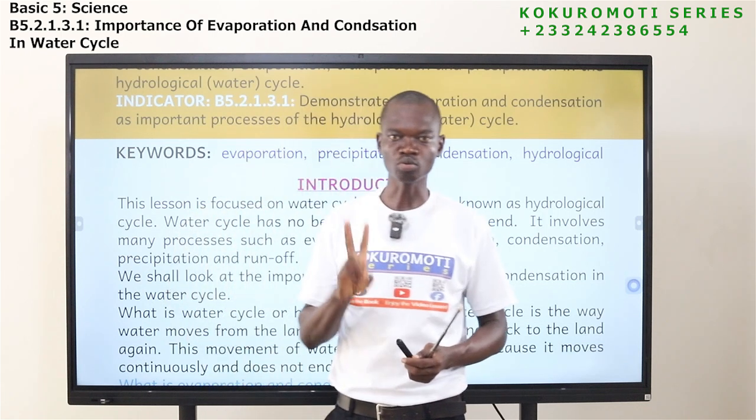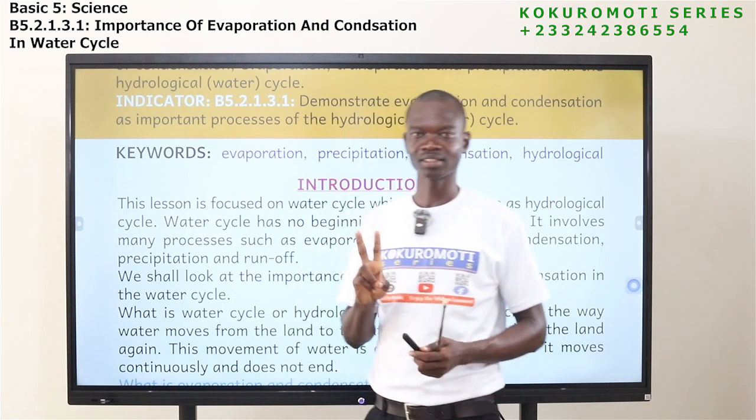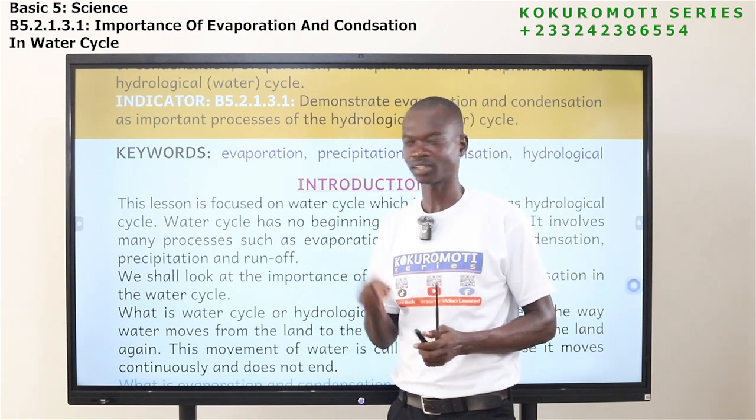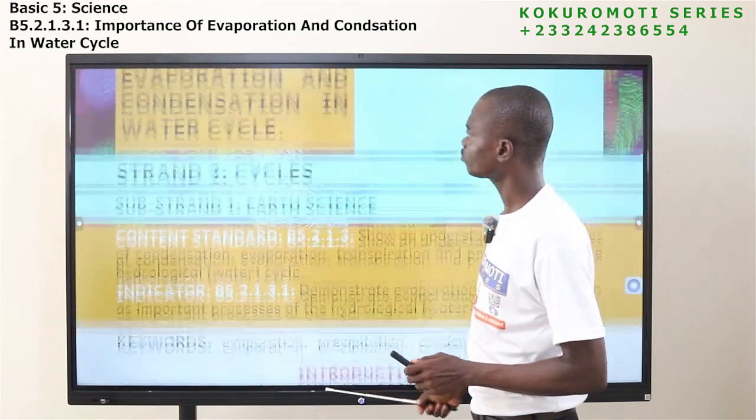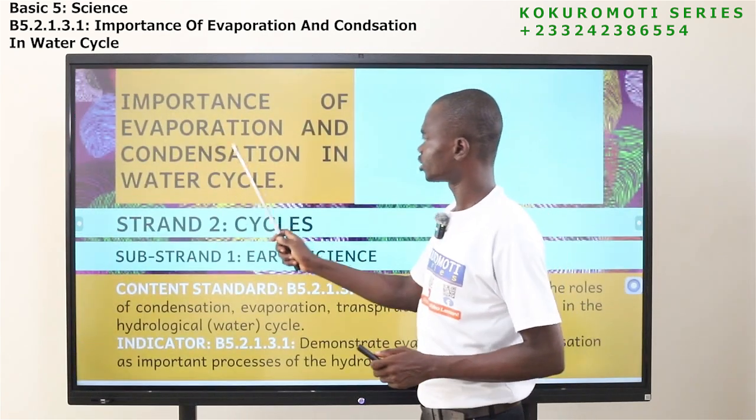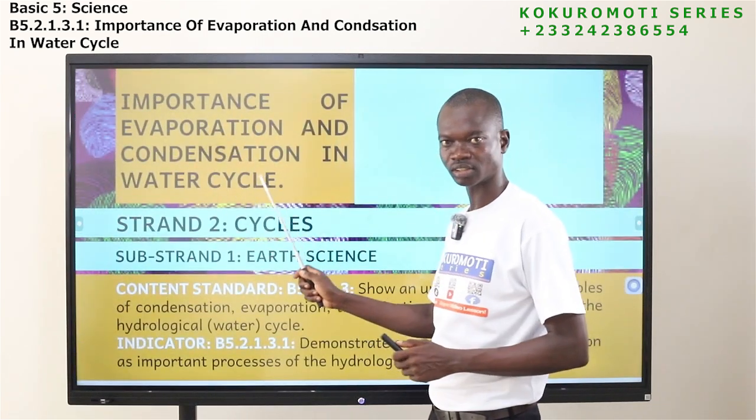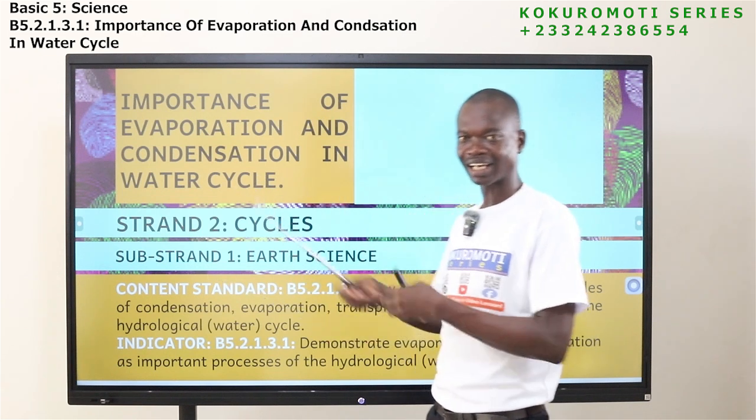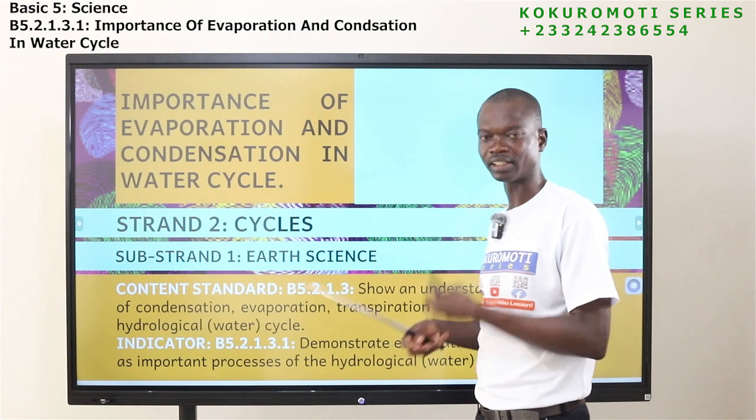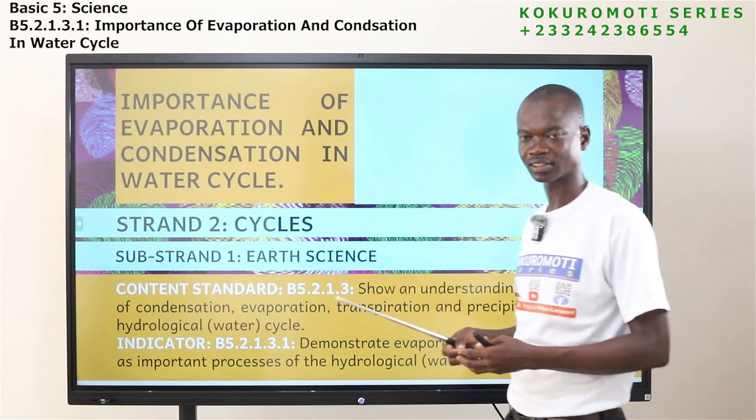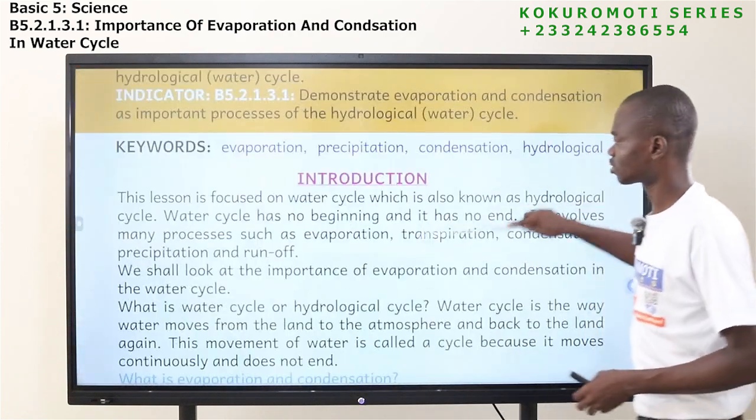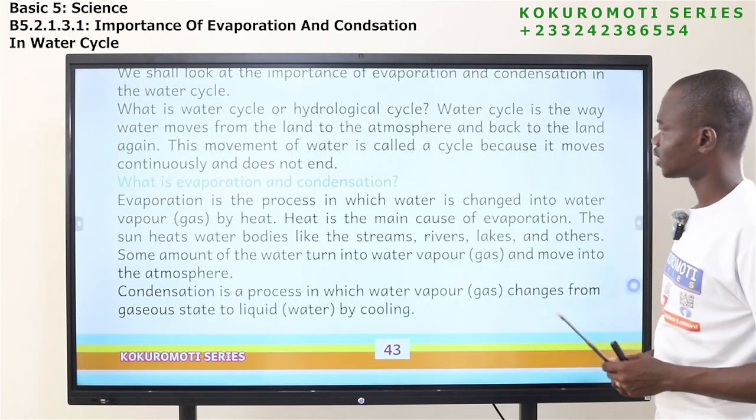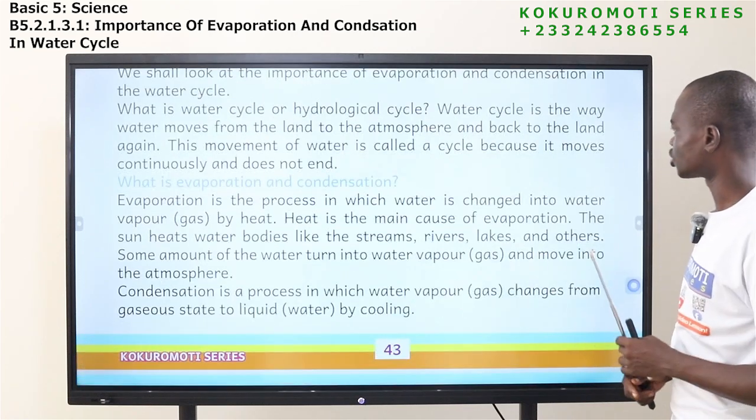And there are two processes that play a major role in the movement of water, and they are evaporation and condensation. These two processes play a major role. There are other processes that also occur in the water cycle. Okay, so let's look at it. What is evaporation and condensation?